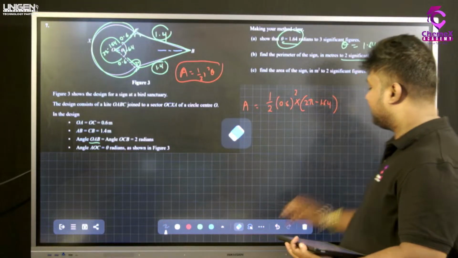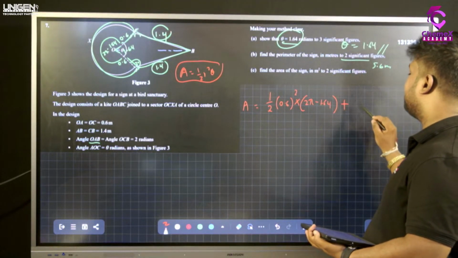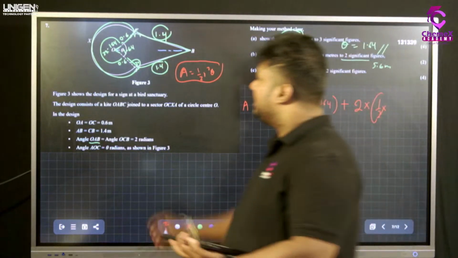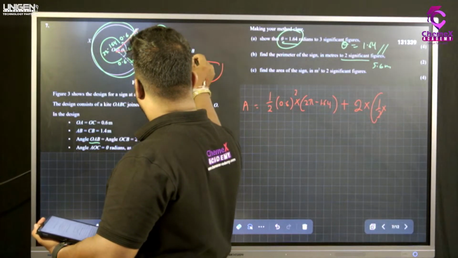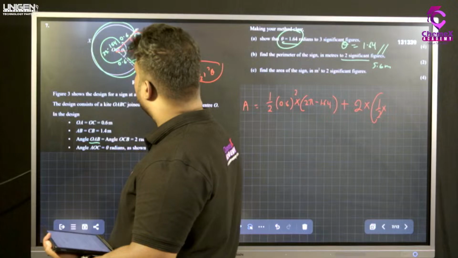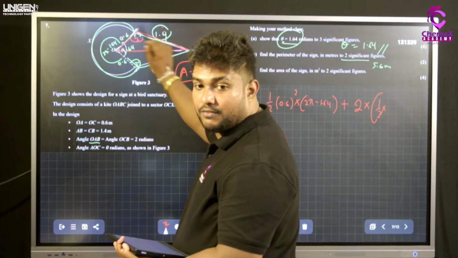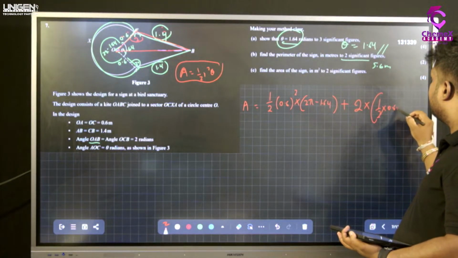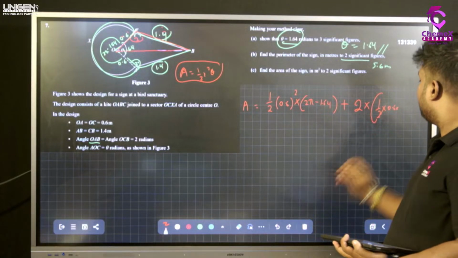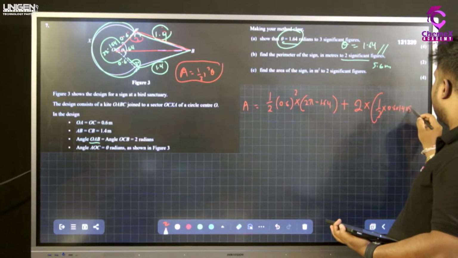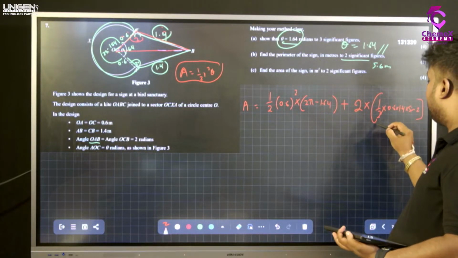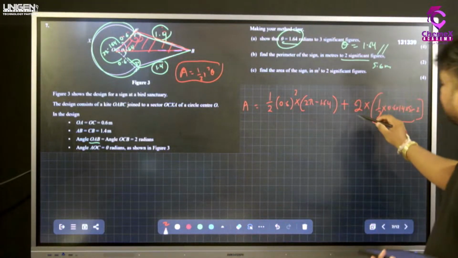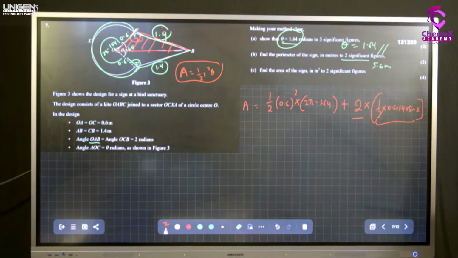Then comes the tricky part. It's not hard, but 2 into half into AB sin C. Why do I take it like that? Because we can take this as one piece. This angle is 2, so you know either sides of these two. So half into AB. AB is going to be 0.6 into 1.4, which you have to write in red. Sin what? 2. This is the area of one piece. So there are two of them, no? That's why I multiplied it by 2. Any questions?